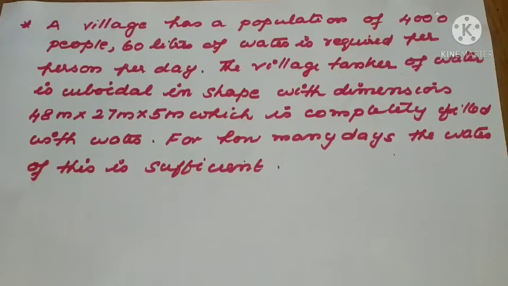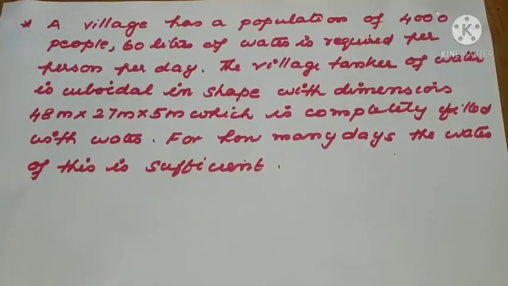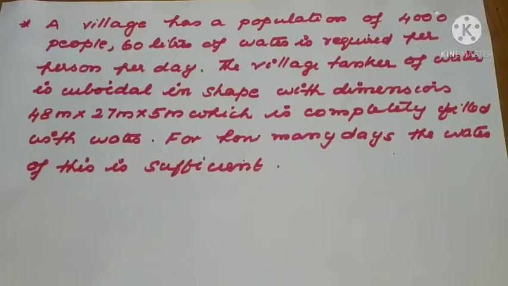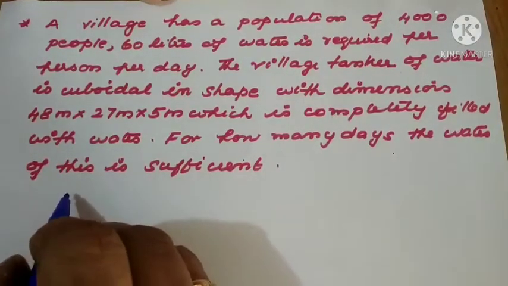So here the length, breadth and height of the water tank are given, and what is asked is: per day 60 liters of water is used, then for how many days can this water be used for the population of 4,000 people? So what is the shape of the tank? Cuboid.